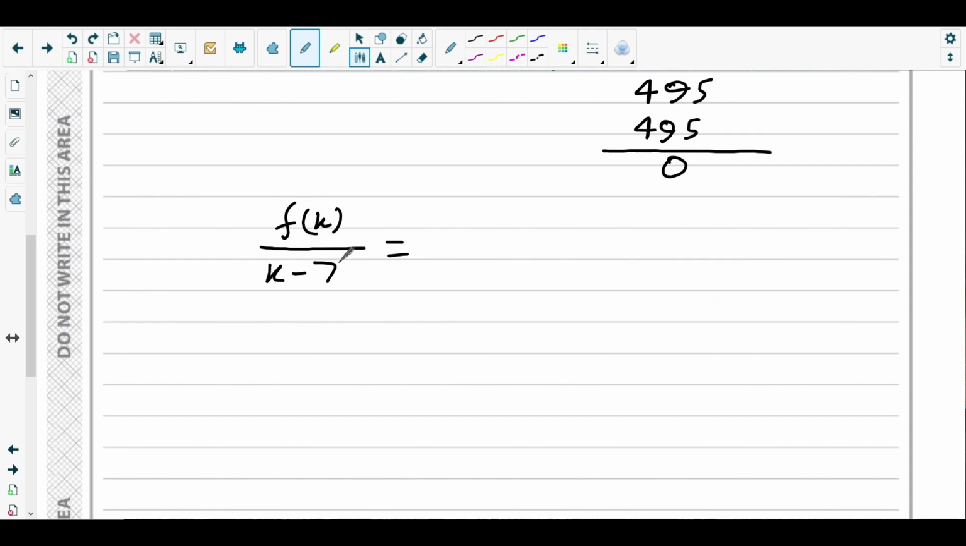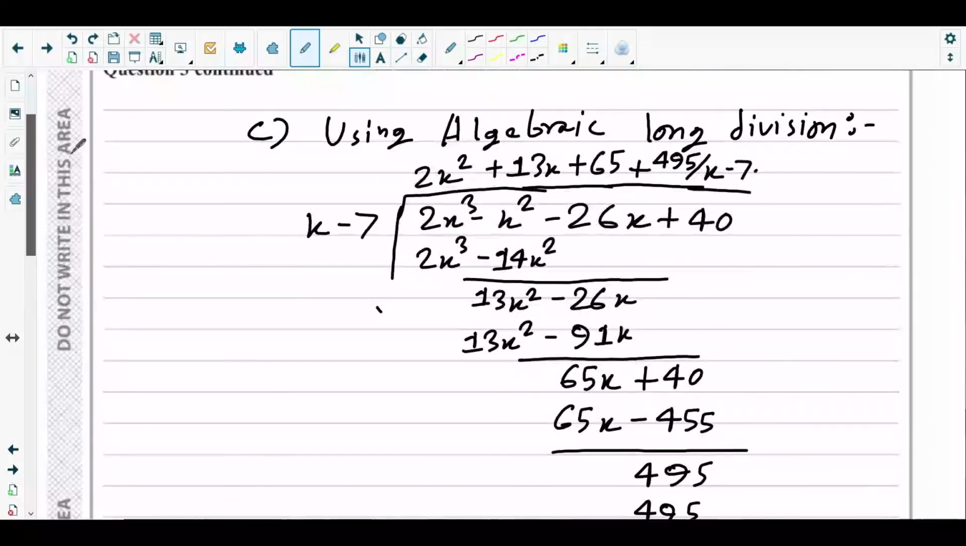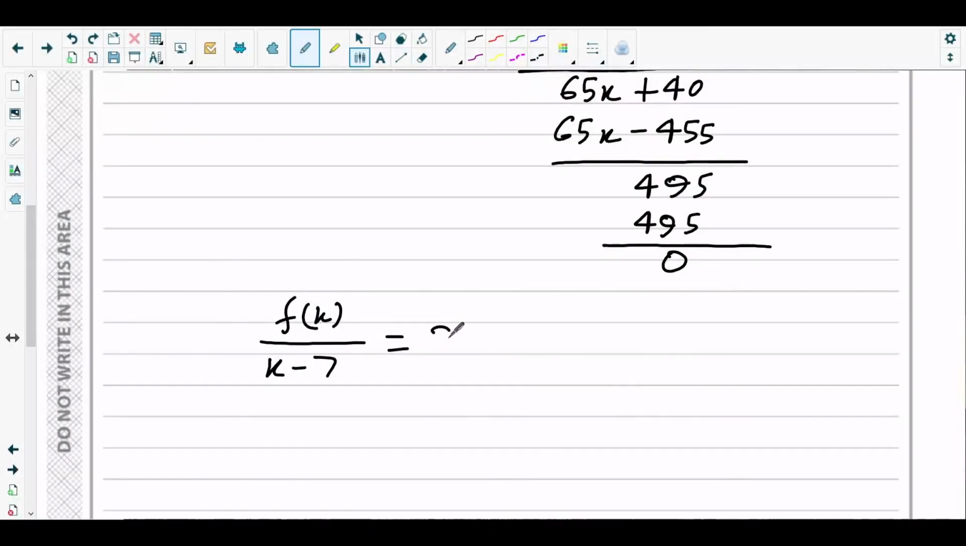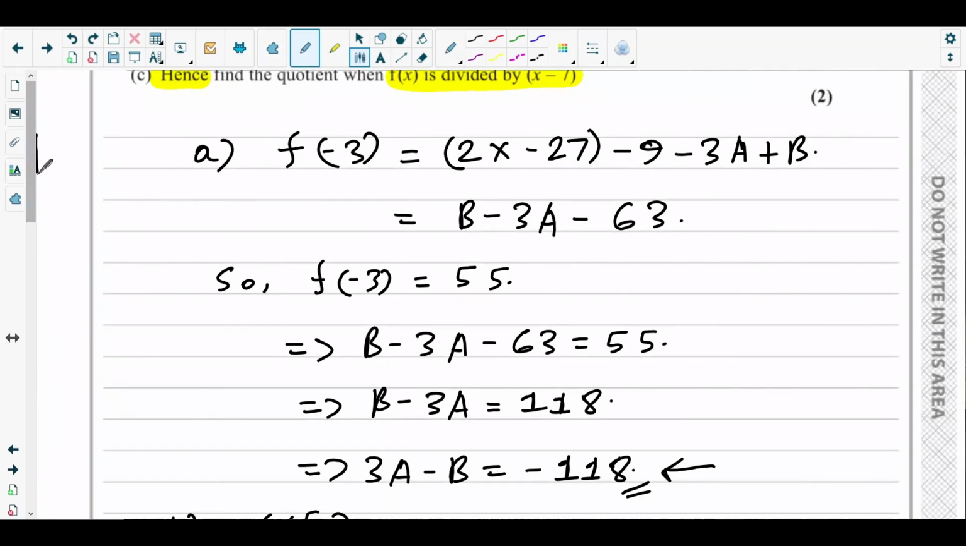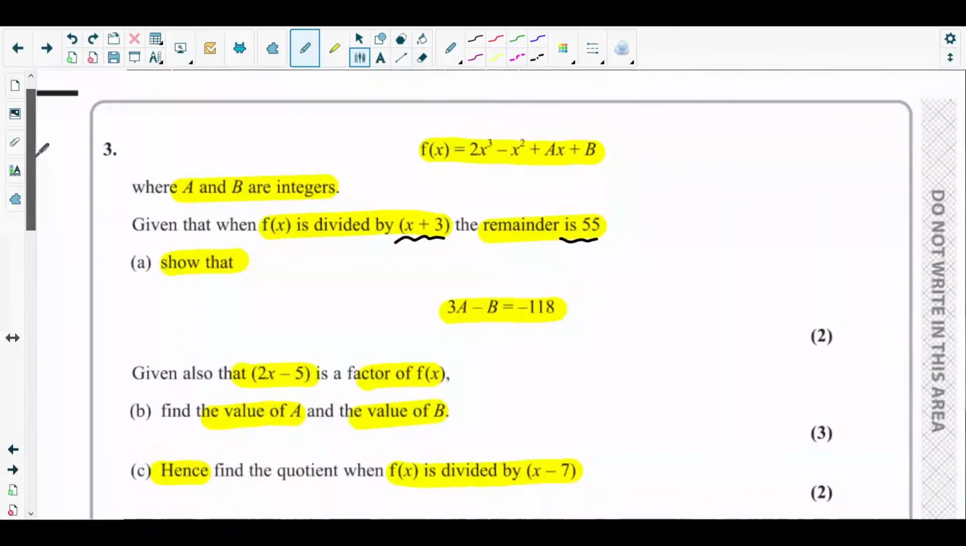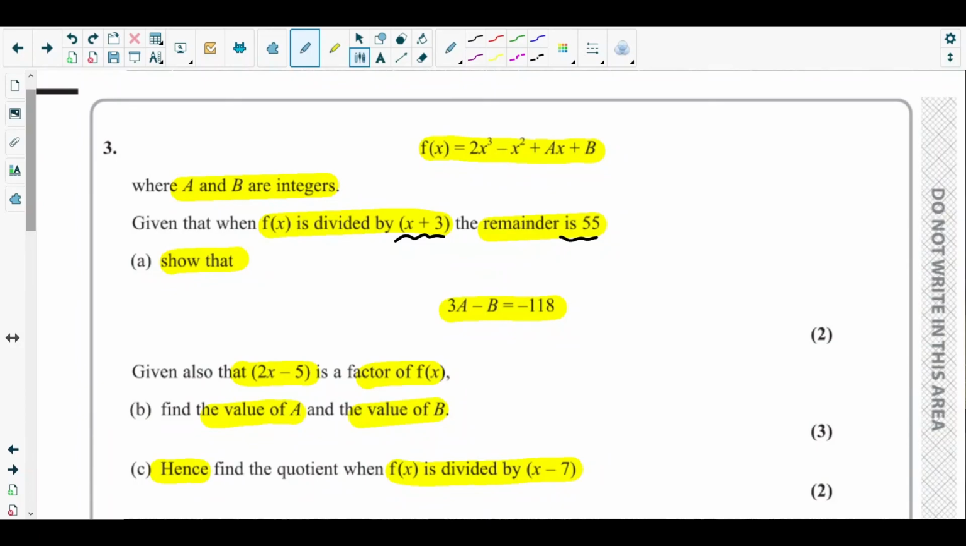Okay, so as f of x is divided by x minus 7, f of x over x minus 7 ends up giving a quotient of 2x squared plus 13x plus 65 plus 495 over x minus 7. And that's exactly what part c, the last part of question number 3, has asked for.